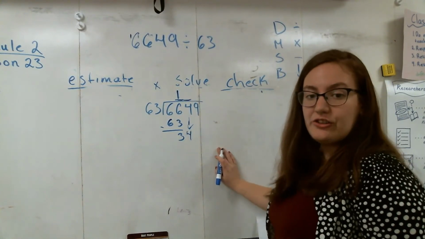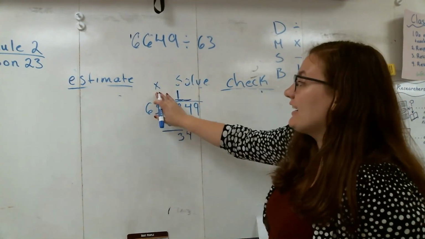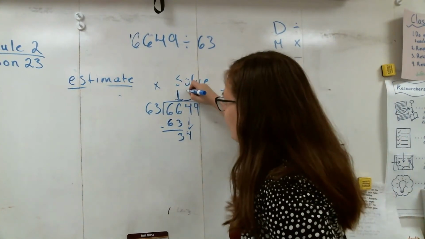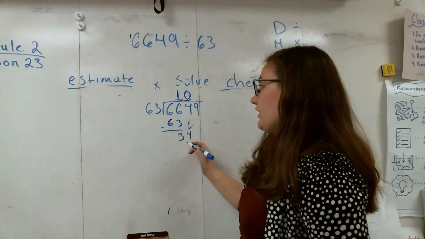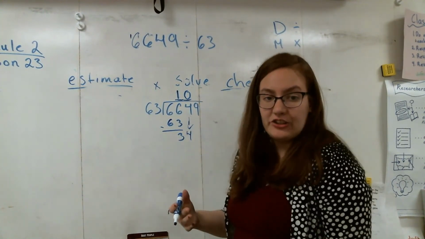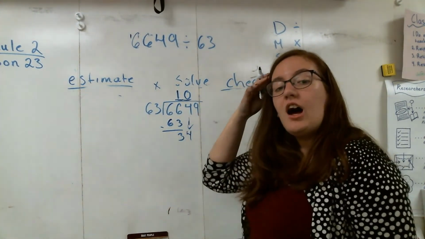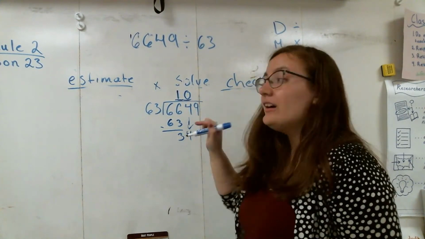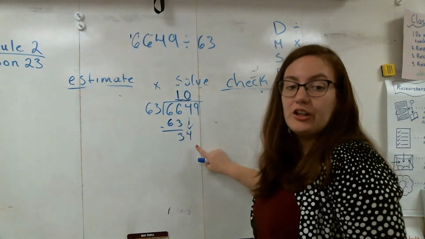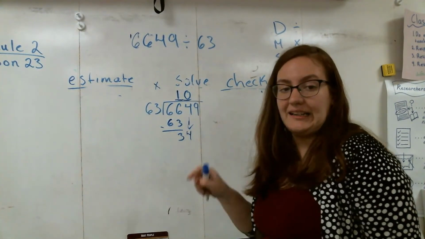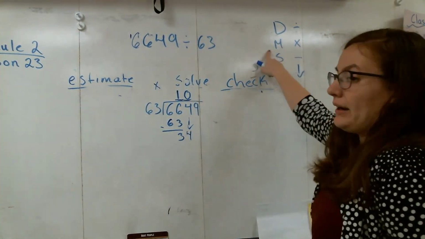So what I need to show is that 63 times nothing, or 63 times 0, fits into 34. So that's like my division step. How many groups of 63 fit into 34? 0 groups of 63 fit into 34. So that is why we write that 0 there. And now I'm on my multiply step.